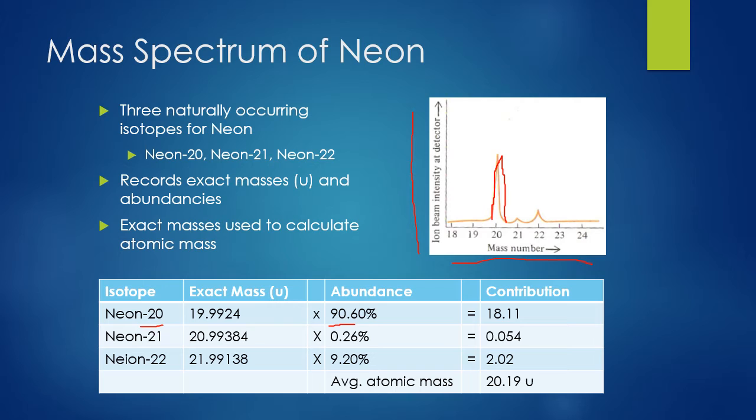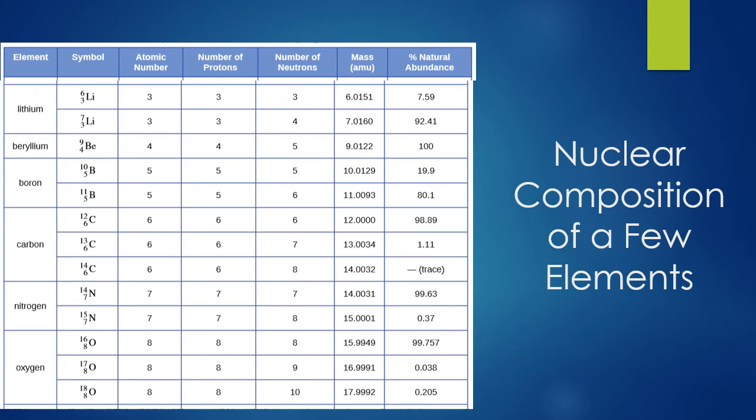There are 2 other peaks, but they're very small. You can see a tiny, tiny peak at 21, which accounts for this neon 21 isotope. And notice the abundance on that, it's only 0.26%, barely a blip, which makes sense when you see the peak itself with how tiny it is. A slightly larger peak at the 22 mark represents the neon 22 isotope with a 9% abundance. Averaging these out gives you an average atomic mass for neon of 20.19.